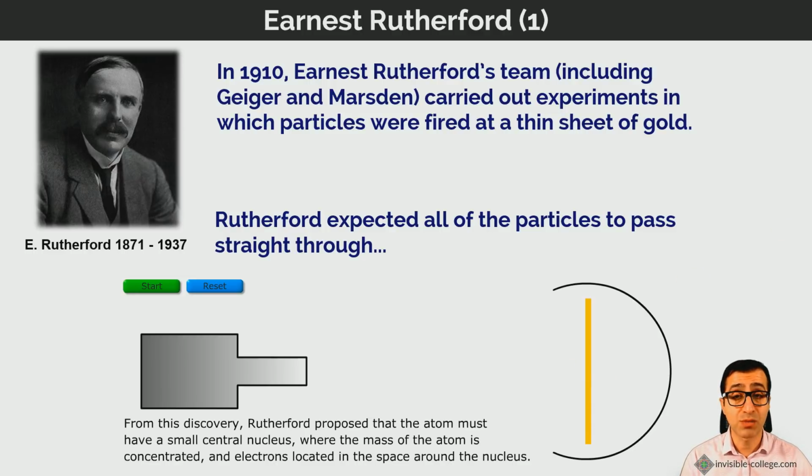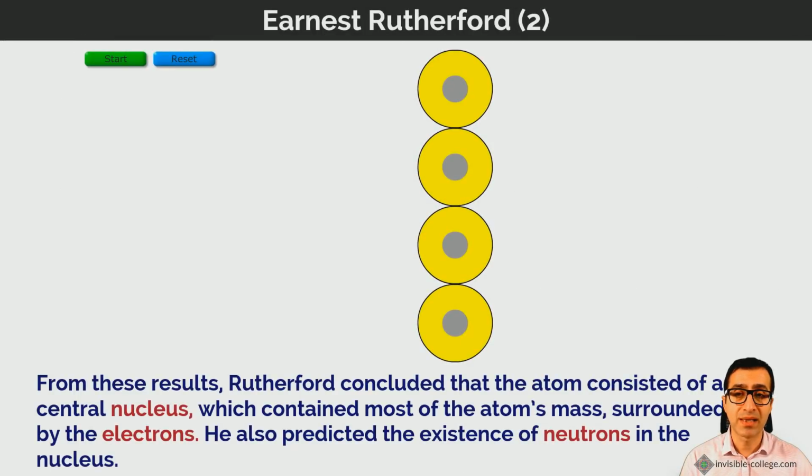And so he proposed, as a result of those observations, that an atom consists of a central nucleus where most of the mass of the atom is concentrated, and that this central nucleus is surrounded by the electrons. And he also predicted the existence of neutrons in the nucleus, although, as we'll see, the existence of neutrons was only shown experimentally by another scientist, James Chadwick, later on. So let's take a closer look at Rutherford's model, and we'll see just why he made these conclusions.